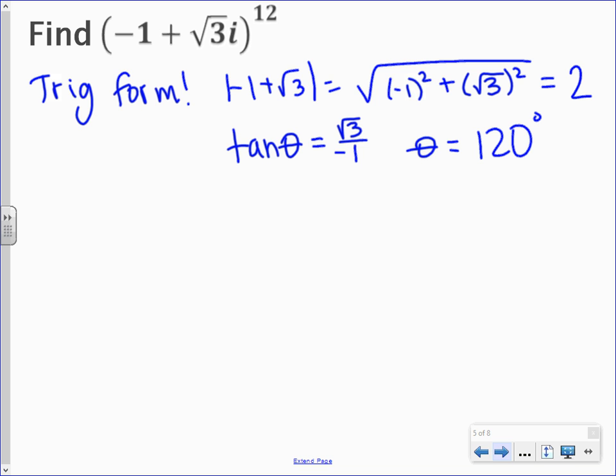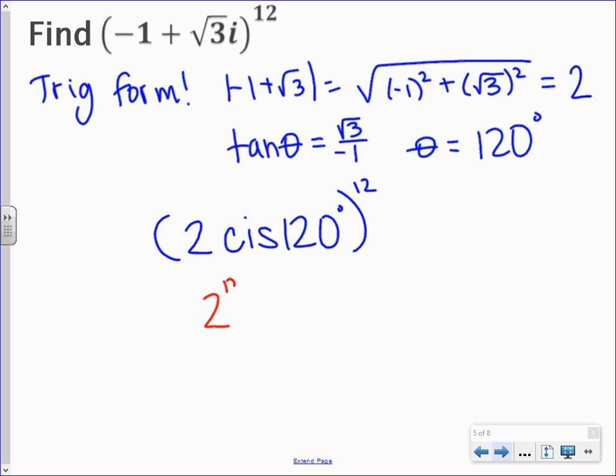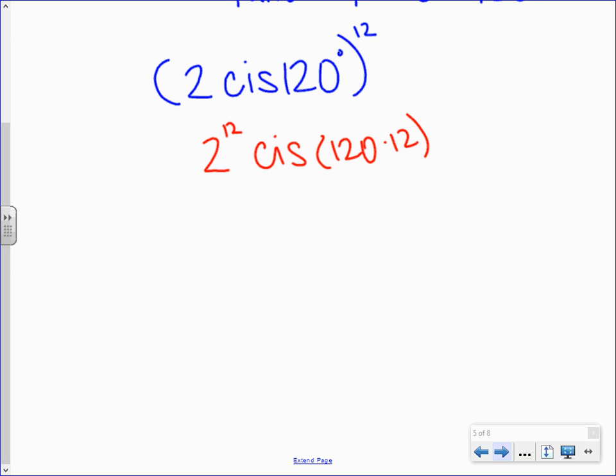Okay, so what we have is 2 cis 120 raised to the 12th power. Now help me out. What do we do with the 2 and the 12? 12 gets to be the power for 2. However, 120 gets multiplied by 12. So first job, I need to know what 2 to the 12th is.